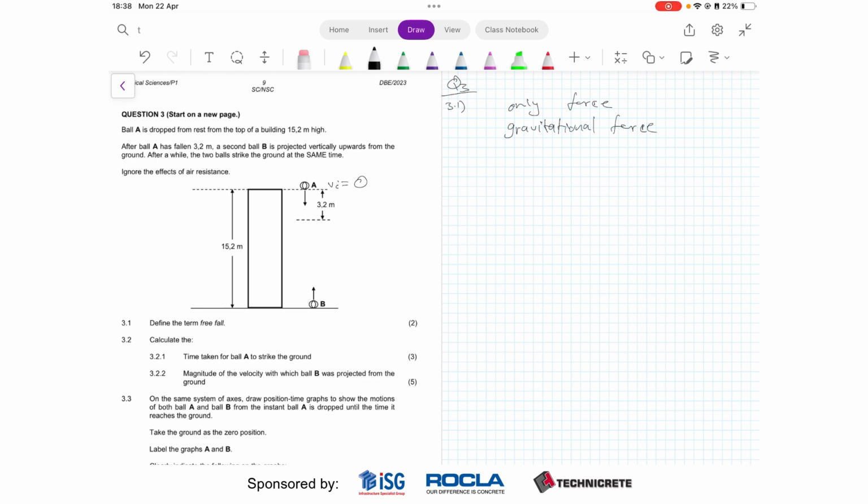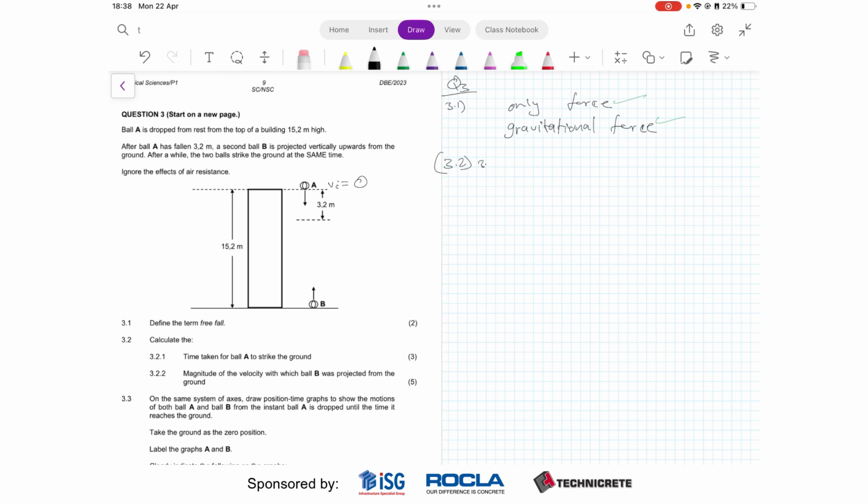Now, how would you tie this in together? You would tie this in together by saying free fall is motion under the influence of gravitational force only. Or you could say free fall is motion in which the only force acting is the gravitational force. Okay? That's how you tie it in. But you need to have these two key phrases.